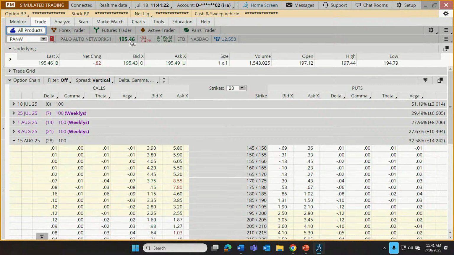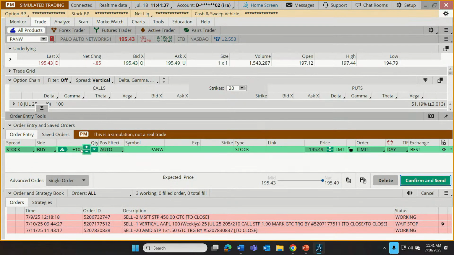It's a $195 stock. We've been investing about $5,000 per trade, so let's stick with that. 100 shares would be $20,000, so we probably need to do about 25 shares. So let's click on the ask price and change that to 25 shares.